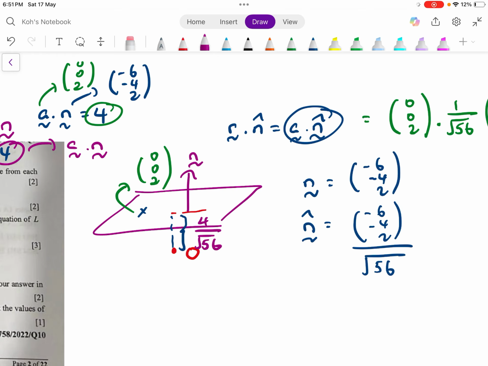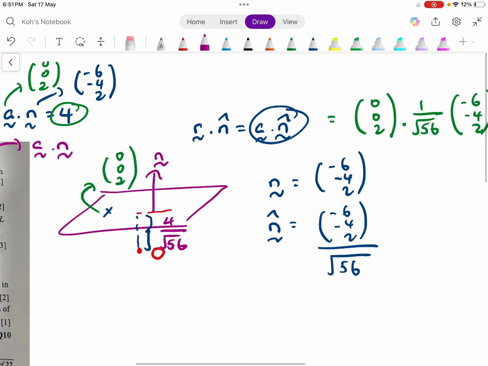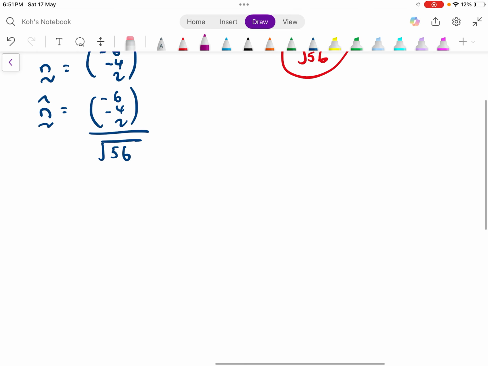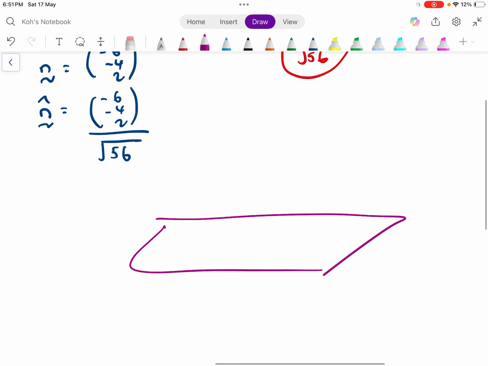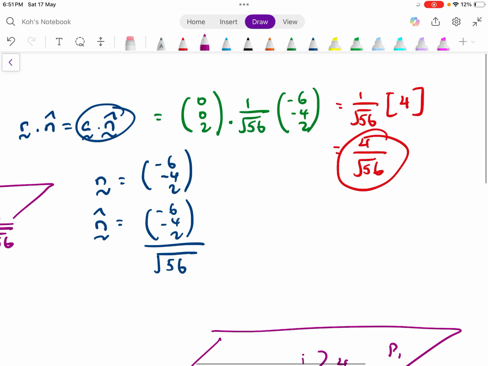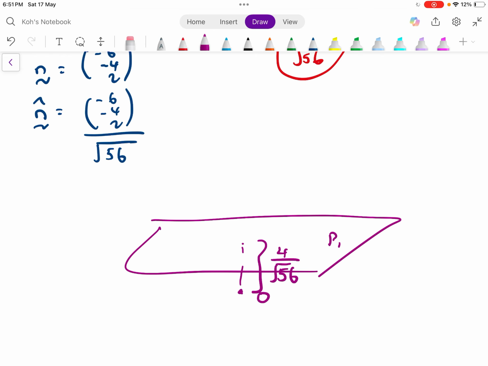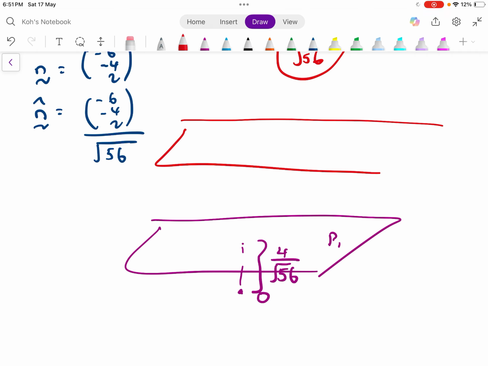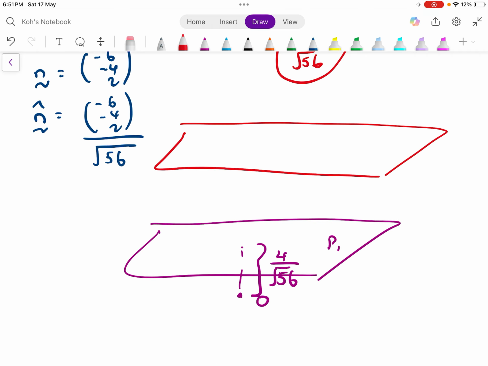Okay, then what they want us to find is the equation of two possible planes. So maybe I draw here as well. Okay, so this is the P1. Then after that, I know my origin to this part is 4 over square root 56. So I want to find another plane that is 10 units from P1. Let's call this P2. So from here to here is 10 units.